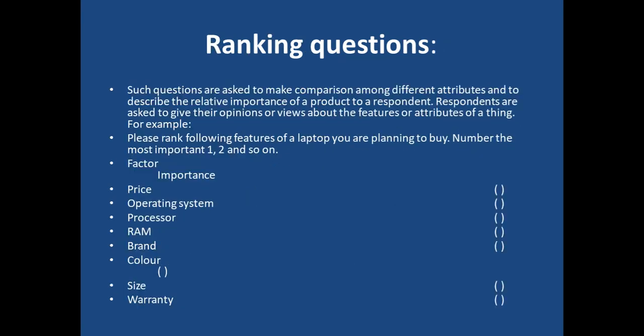Then we have ranking. So you have to rank when you plan to buy a laptop. Which particular feature would you like to give first ranking, second ranking? So when you think of buying a laptop, for you price is most important, RAM is the most important, or the brand is the most important. So accordingly you can give 1, 2, 3, 4, size or warranty. This would be the ranking.